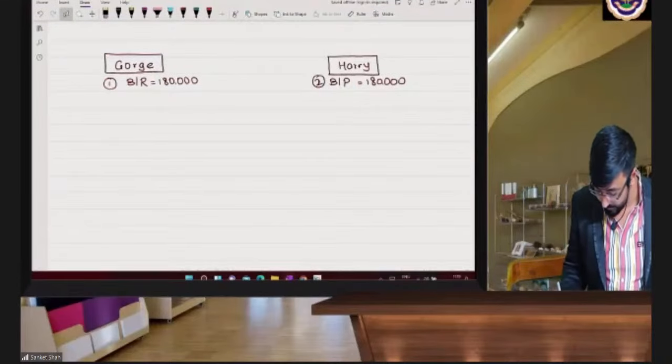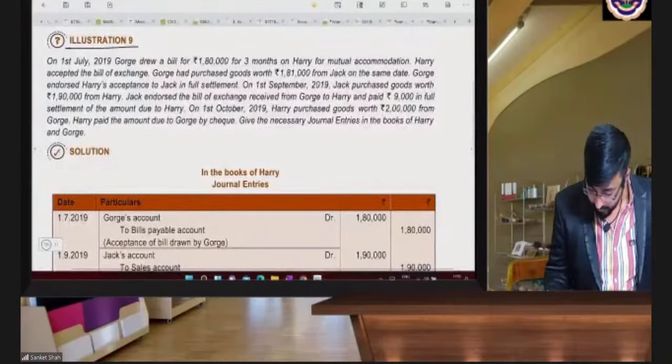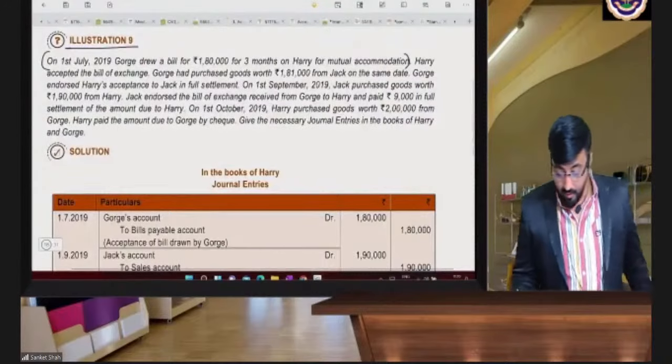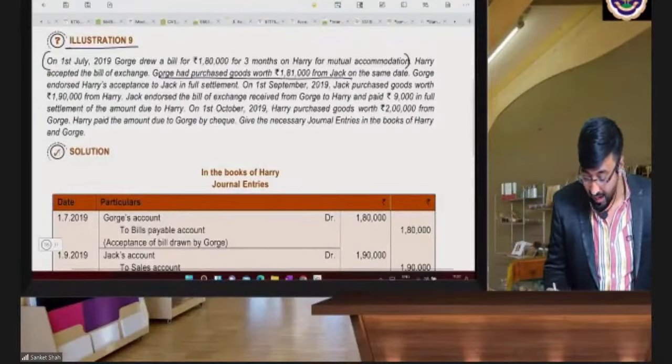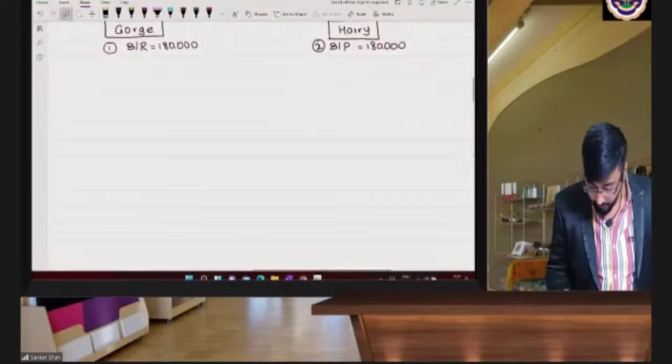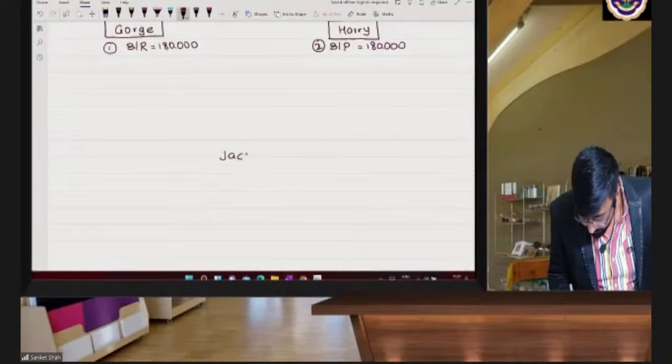Now what happens? So the first transaction is over. Harry accepted it. George has purchased goods from Jack. Okay, sir. So here he is Jack.